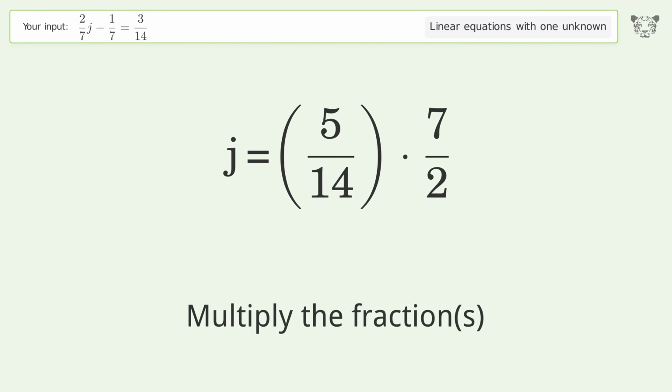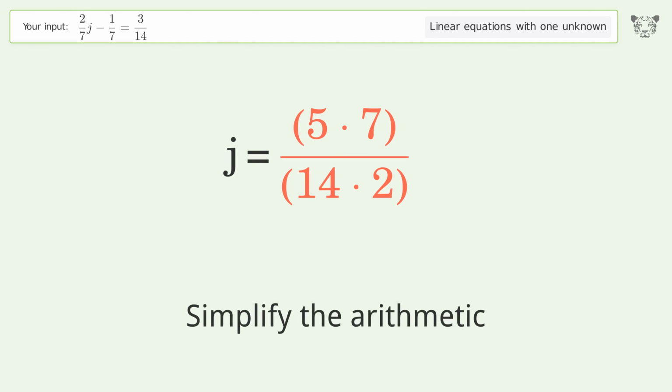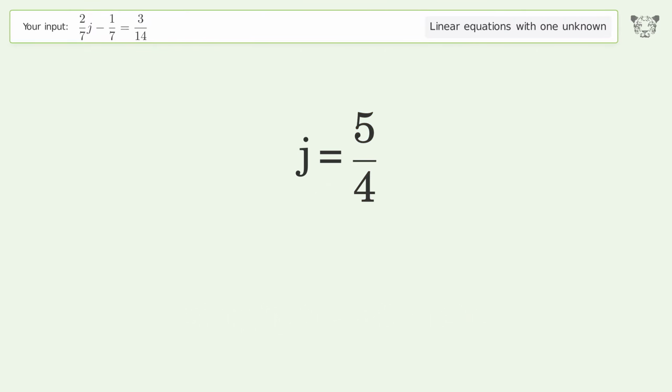Multiply the fractions. Simplify the arithmetic. And so the final result is j equals 5/4.